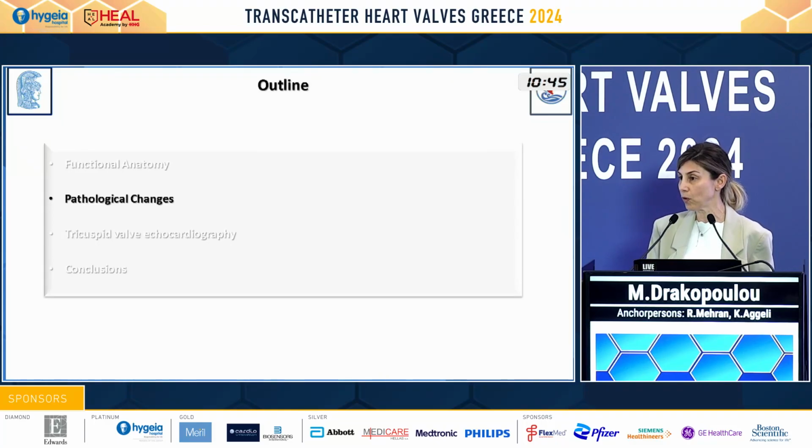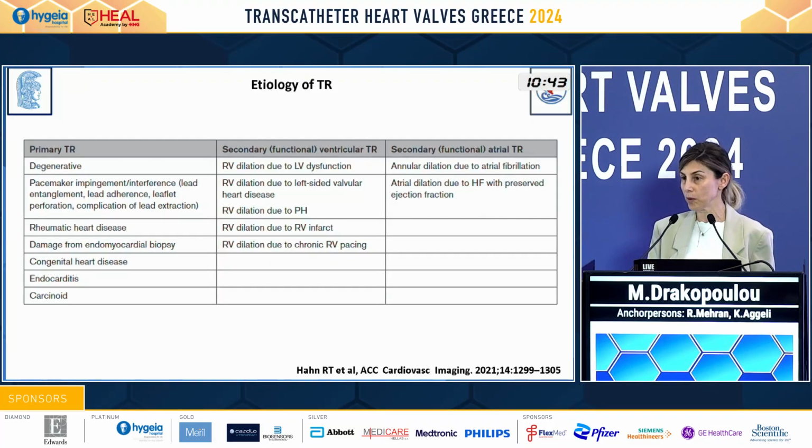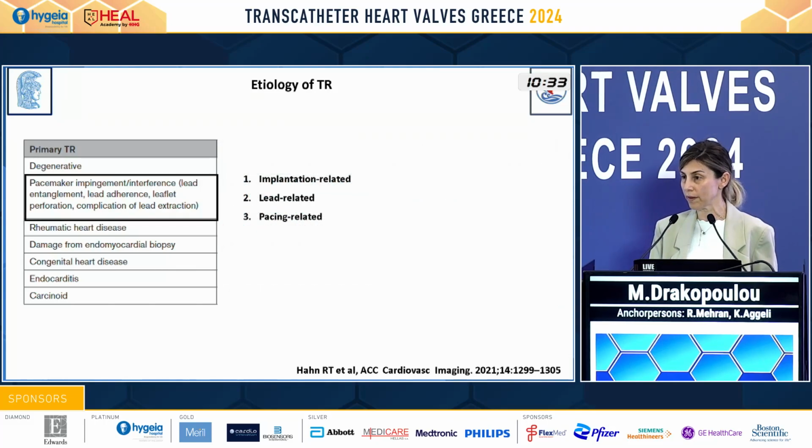If we go to the pathological changes, we know, as we previously said, that we have 3 main categories. The primary TR involves pathology of the leaflets, and recently there was a great focus on pacemaker-induced TR, which includes 3 subtypes: the implantation-related, the lead-related, and the pacing-related. The implantation-related has to do with injury of the valve during the procedure.